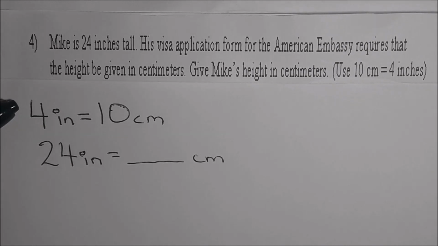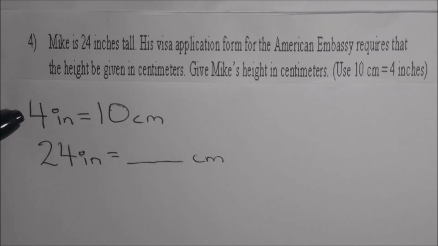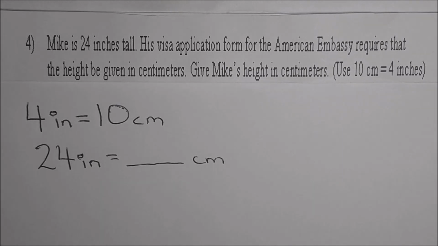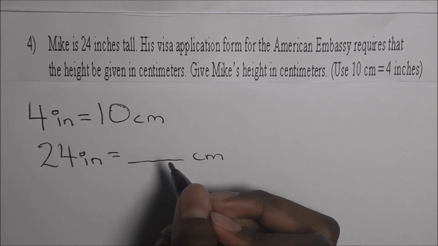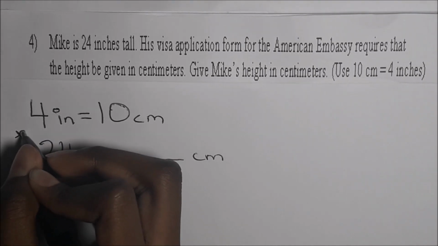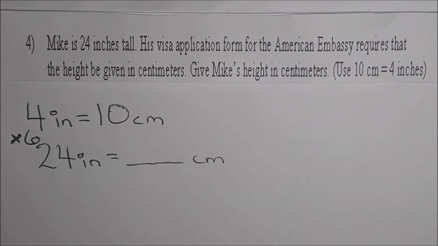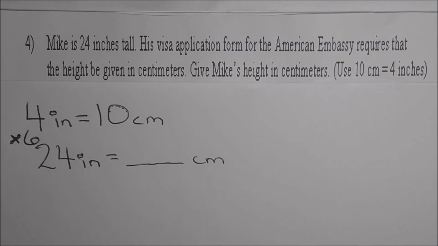You have to figure out which number you can multiply 4 by in order to get 24. Which number do you multiply 4 by to get 24? 6. So write times 6 right above the 24, and times 6 here. You multiply that by 6 and we get 24. That's the front of the equation. So do the same thing to the back.